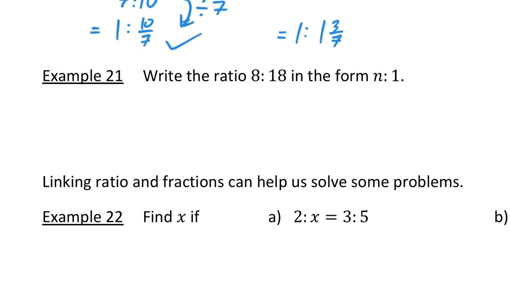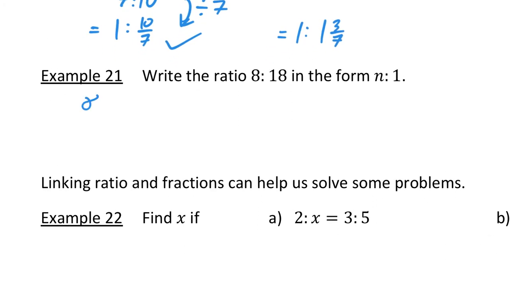Example 21, same idea. I'm going to write the ratio down 8 to 18, and then I want this 18 to become 1. So how I've done that is I've divided by 18. So that's 8 over 18, and when you cancel down, you will have 4 over 9 to 1.